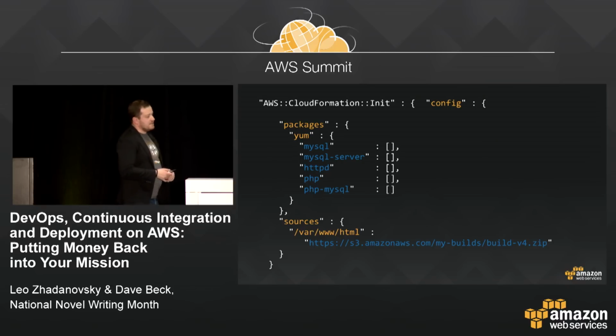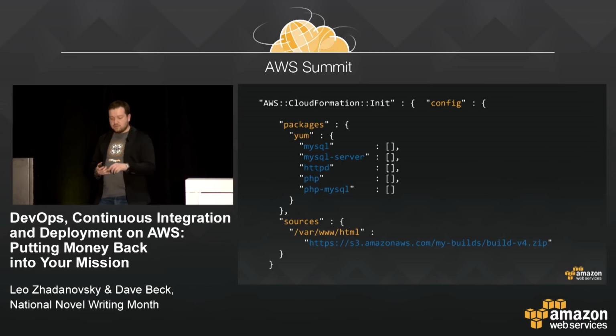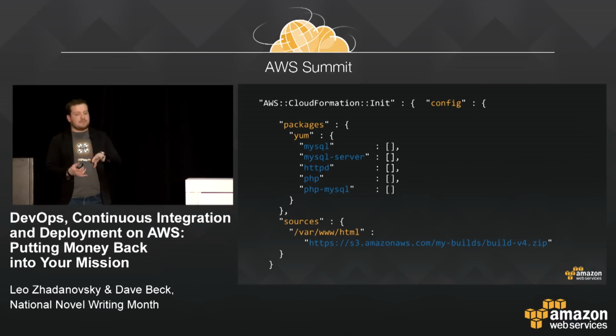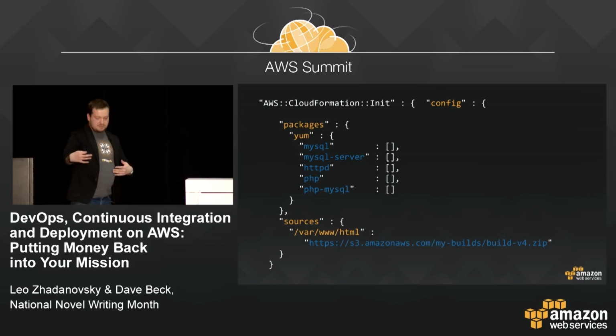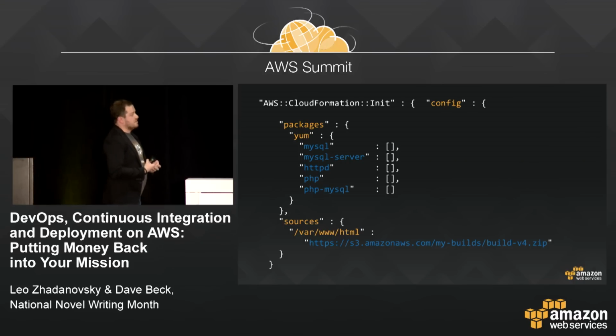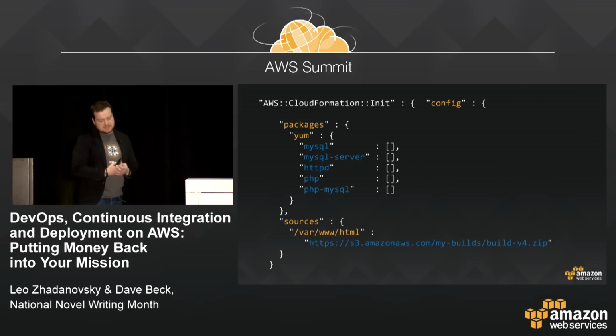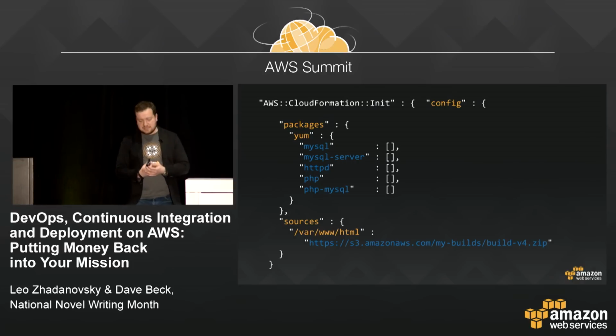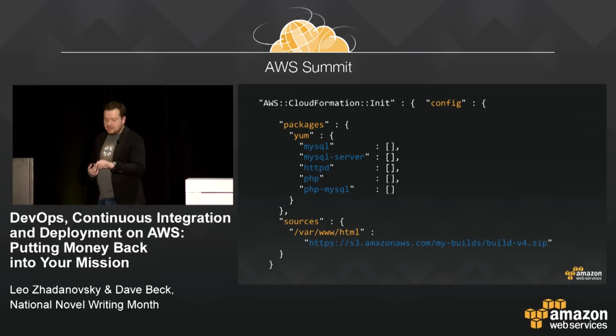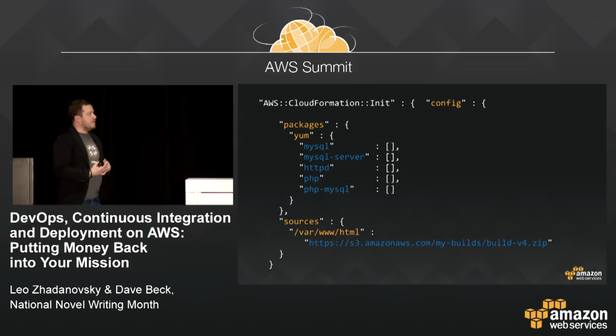Then we have another CloudFormation template here. What this is doing is bootstrapping your instance. This is going to be a part of a description of an instance resource, and it's telling the instance to install the packages I've listed there onto my instance, and it's telling it to download a zip file from an S3 bucket and extract that zip file in my web root.